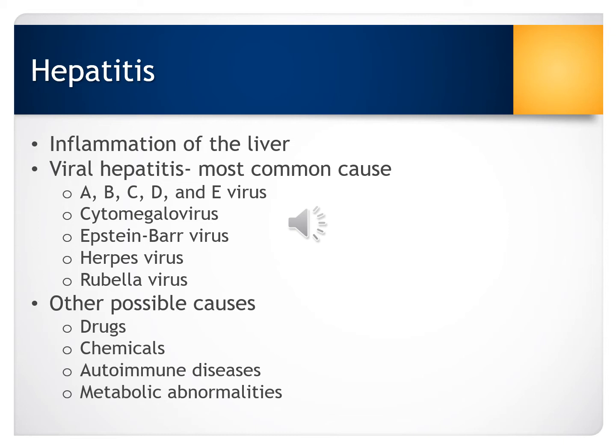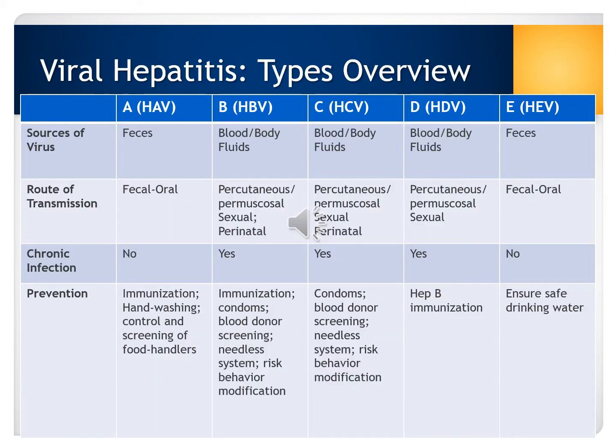Other less common viruses can also cause liver disease. These include cytomegalovirus, Epstein-Barr virus, herpes virus, and the rubella virus. Hepatitis A is a viral infection that can cause mild flu-like illness or acute hepatitis with jaundice. It can also cause acute liver failure, but it does not result in chronic infection.